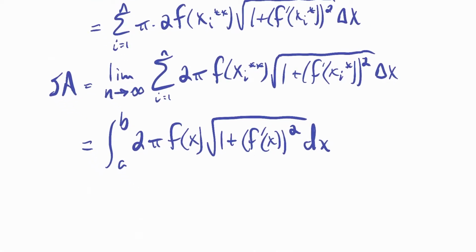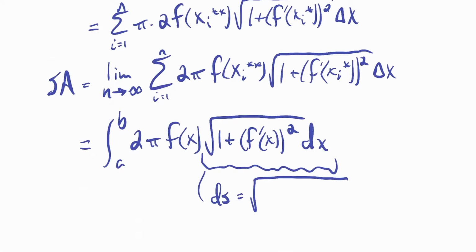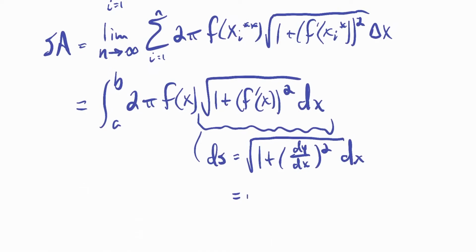Notice that this is just the arc length integrand from before. This is sometimes called ds. S for arc length. You might remember that from pre-cal. So ds, there are two versions. There's the square root of 1 plus dy/dx squared, dx. And that's also equal to the square root of 1 plus dx/dy squared, dy.